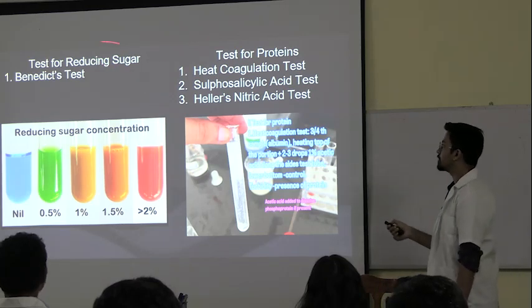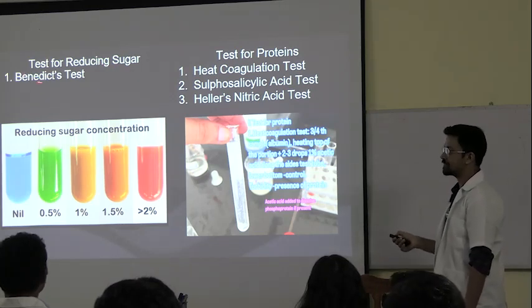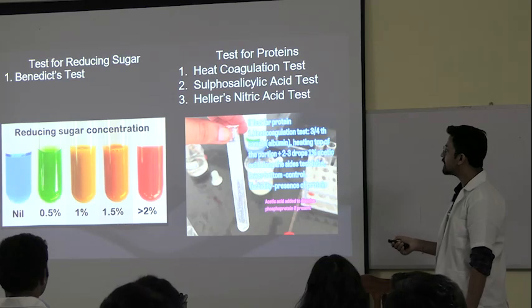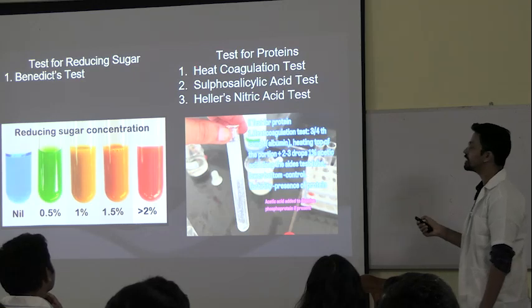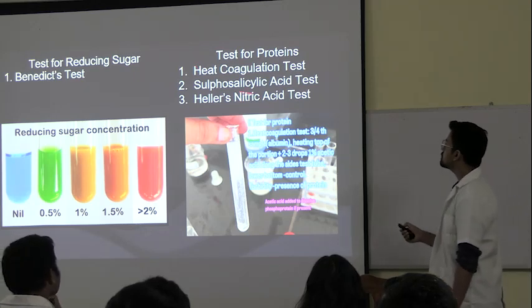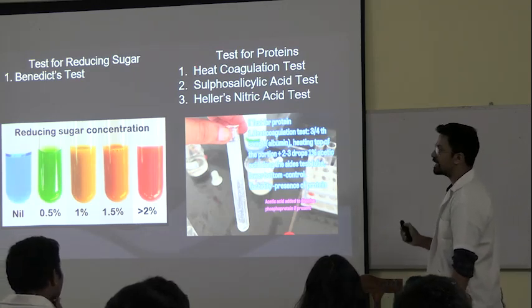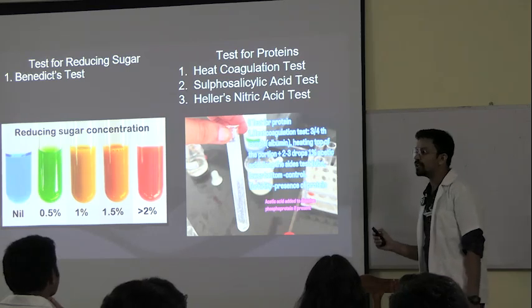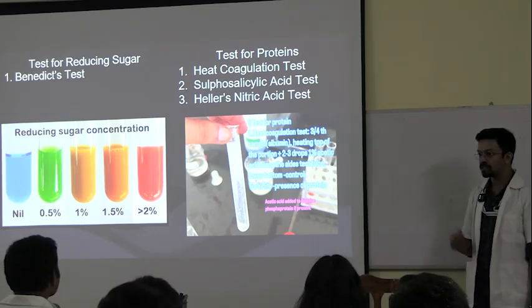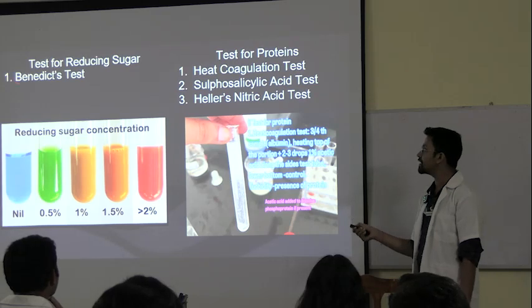Now this is my topic proper for today. Test for the reducing sugar. What is the test name? Benedict test. Fine? And these are the colors. And tests for proteins are here. Heat coagulation test, this is what we are going to do. The heat coagulation test we will do, and for the rest of the two tests you have to know the names and the detail. That is the sulfosalicylic acid test and the Heller's nitric acid test. This will be done by other tutors in later classes. Today I will be concentrating on this.